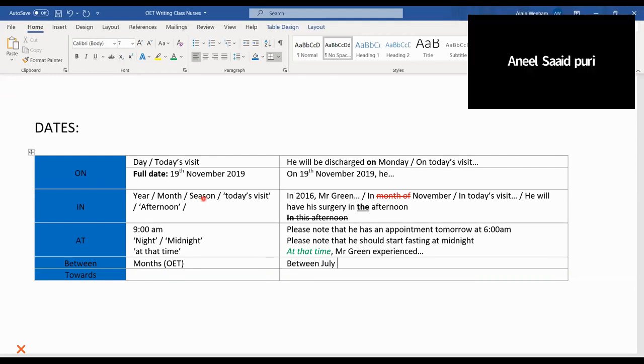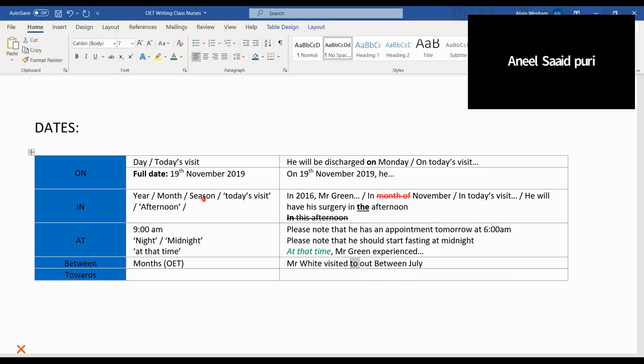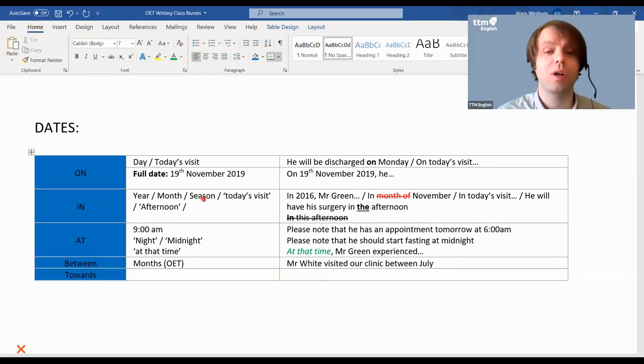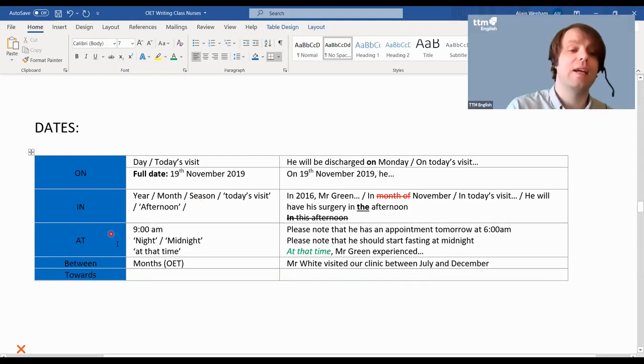We can say Mr. White visited to our hospital between July to December. Okay. Visited our clinic. Good. Visited our clinic between July to December. It's not to. Does anyone know what comes next? And, right? Between July and December. So let me just put that here. It's between and.